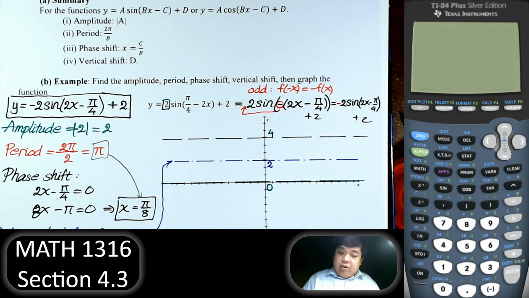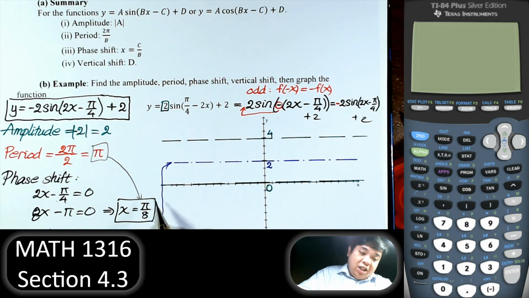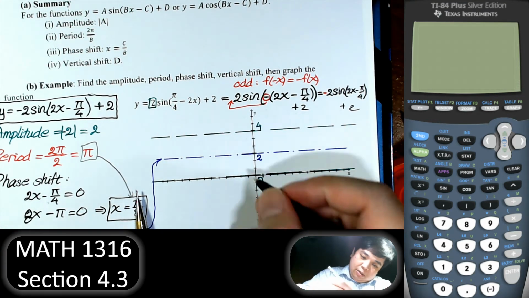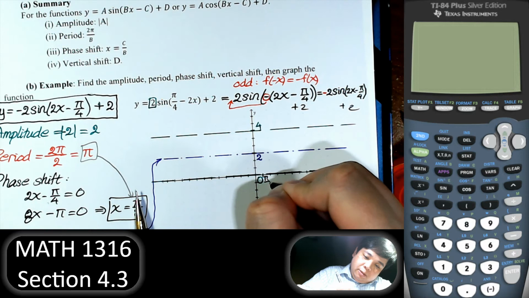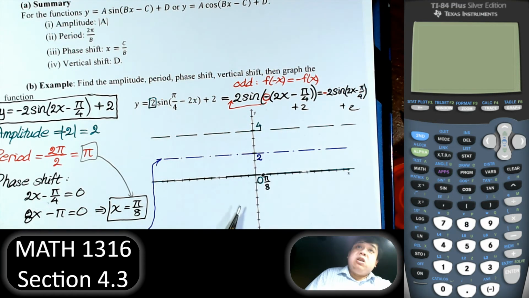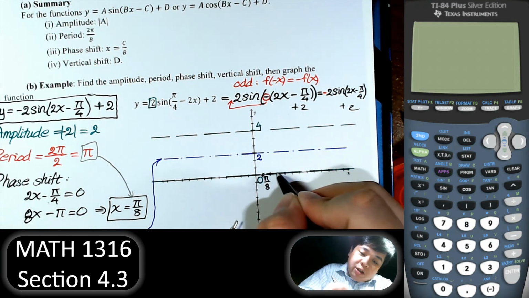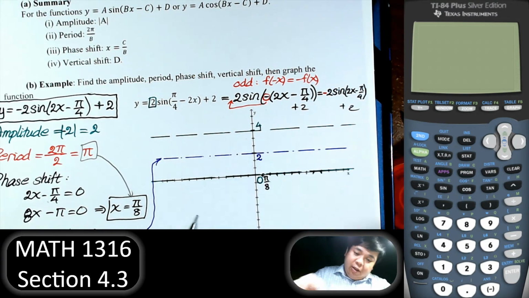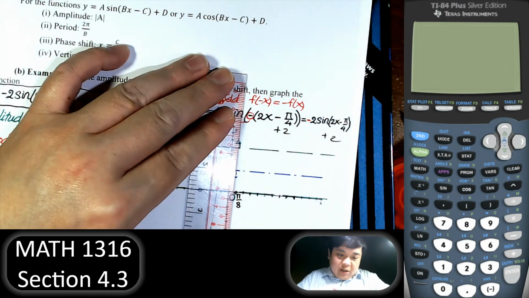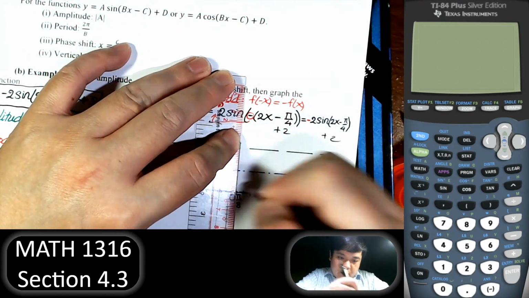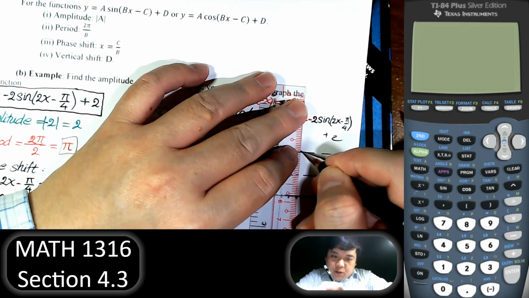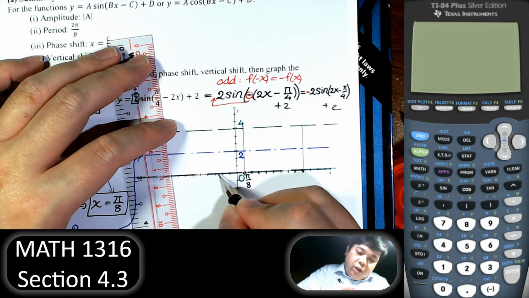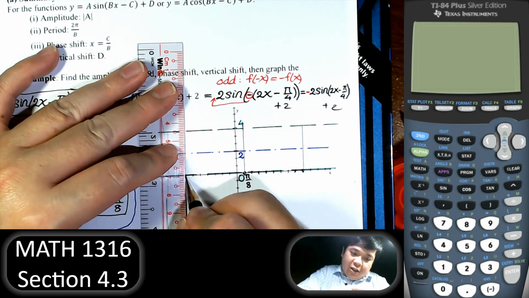Phase shift and period. Pi over 8, so the period is 8 times that, so you have to choose something reasonable. If it is pi over 8, the period will be 8 times that long. 1, 2, 3, 4, 5, 6, 7, 8. That was 1 period. Then 1, 2, 3, 4, 5, 6, 7, 8.